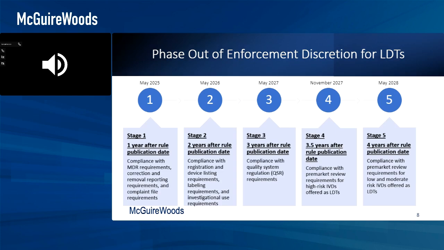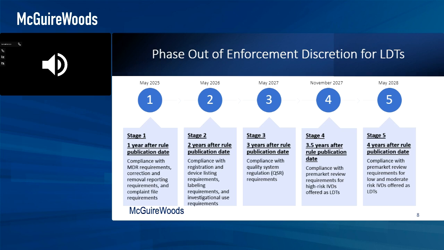So these are the stages of the phase-in. As I mentioned, stage 1, MDR, removal reporting and complaint file requirements go into effect in May of 2025, May 6th. Stage 2 goes into effect May of 2026 on May 6th. That's, again, registration and listing, labeling, and investigational use requirements.